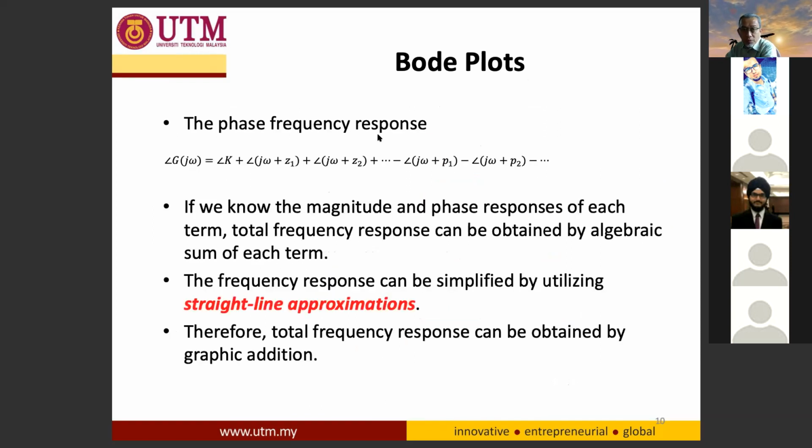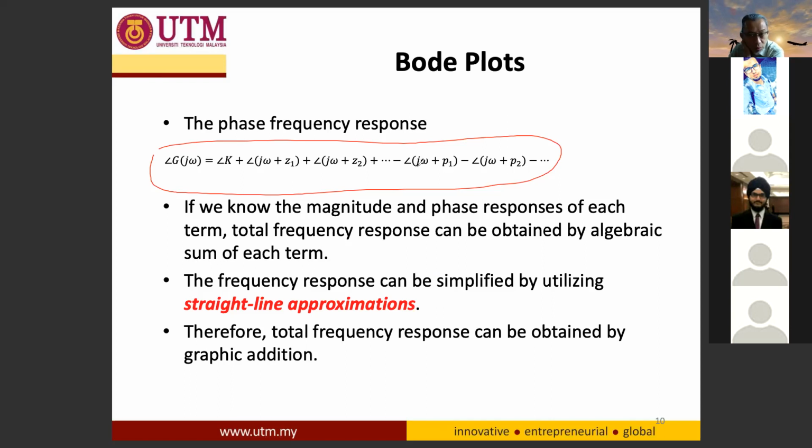So the phase frequency response is given by this formula: the angle of G(jω) is equal to the degree of the constant K plus the degrees of the zeros, minus the degrees of the first pole, second pole, and so on. So if we know the magnitude and the phase response of each term, the total frequency response can be obtained by the algebraic sum of each term. So this frequency response can be simplified by using the straight line approximations.